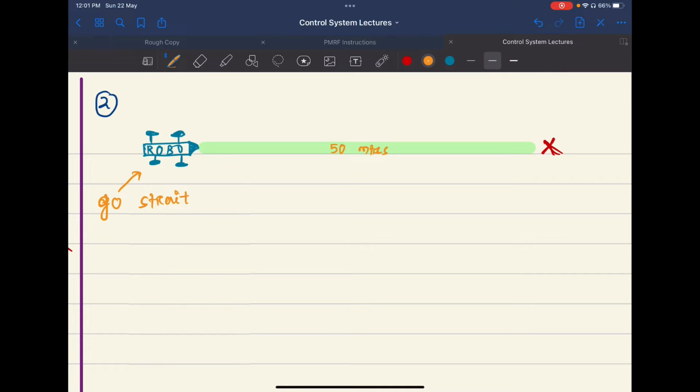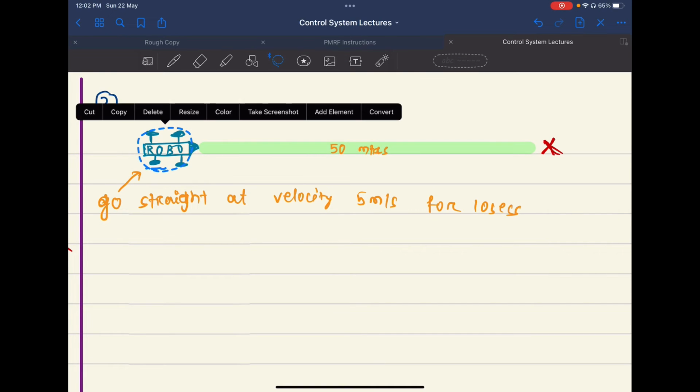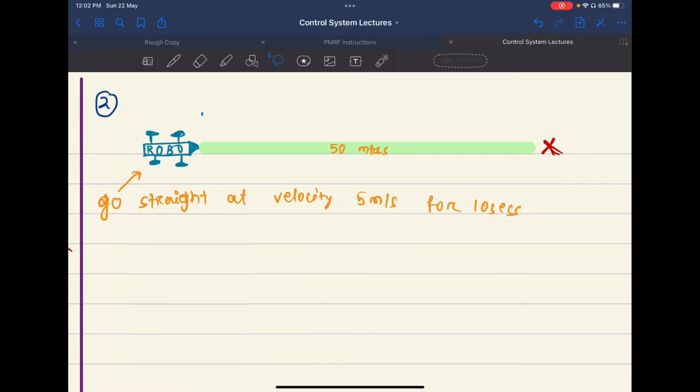Suppose this is for 50 meters. Go straight at a velocity of 5 meters per second for 10 seconds. You have the timer and everything. So everything is going smooth. As time progresses, your vehicle is going like this.